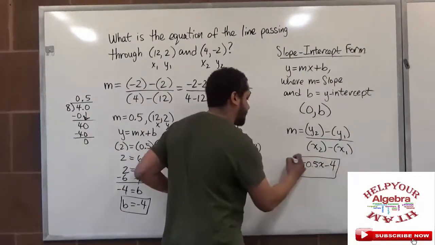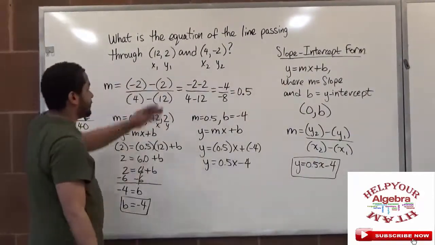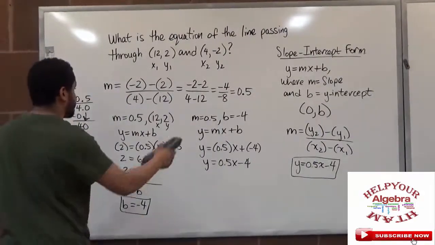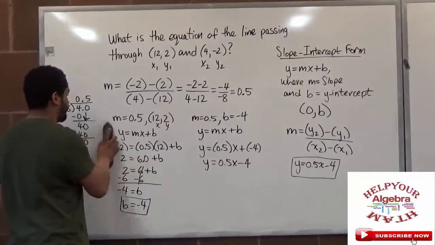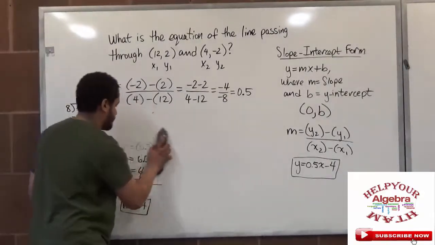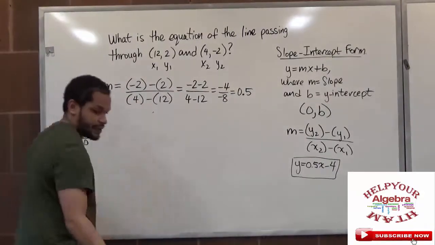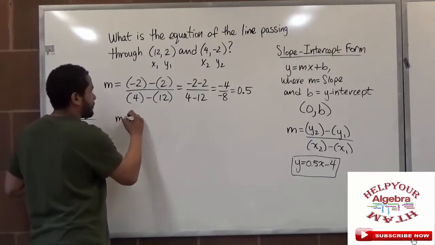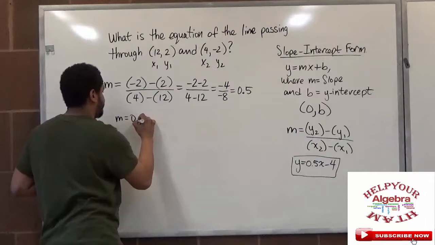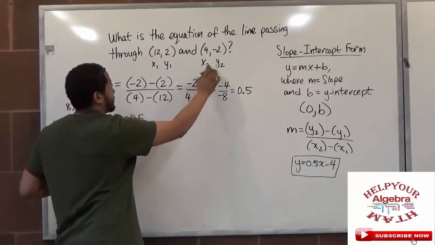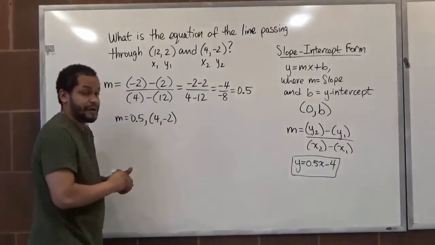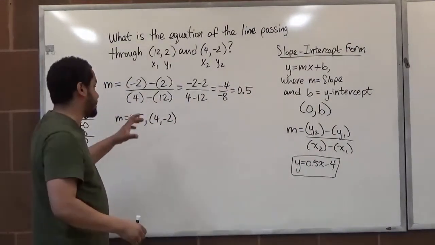Now this is done using the x1 and y1, but we can calculate the same equation using our x2, y2. Let's just use the other coordinate and see if we get the same result. In this case, we'll be using the same slope, m = 0.5, and our x and y will be 4 and -2. This will show us that it doesn't matter which coordinate we use, we'll get the same exact result.